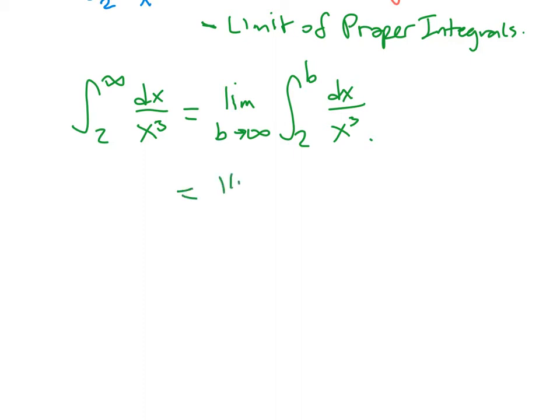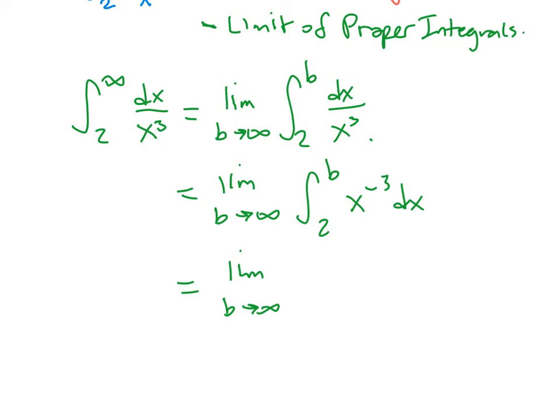I'm going to say that's the limit as b goes to infinity of, now let's see, what's the antiderivative of that? I'm going to do one more step here, which is to write that as x to the minus 3 dx. And then that helps me to see how to take the antiderivative. That's 1 over negative 2 x to the minus 2 from 2 to b.